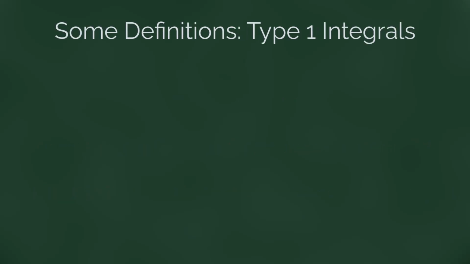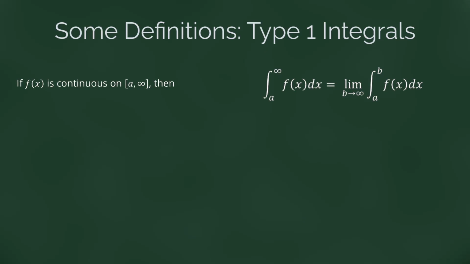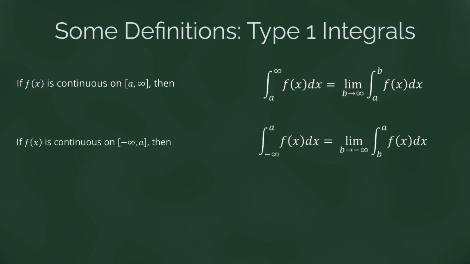In order to try to evaluate integrals that are type 1, we're going to need a few additional definitions. So, if f is a continuous function on the interval from a to infinity, then we're going to define the integral from a to infinity of f of x dx as the limit as b goes to infinity of the definite integral from a to b of f of x dx. Similarly, if we have a continuous function on the interval negative infinity to a, then we'll define the integral from negative infinity to a of f of x dx as the limit as b goes to negative infinity of the integral from b to a of f of x dx.